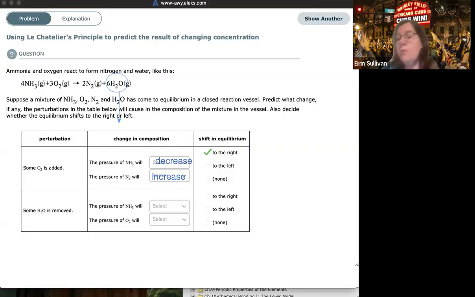How are we going to do that? Well, the equilibrium again is going to shift to the right, the same direction it did for increasing the concentration of one of our reactants. We're going to shift to the right because what we need to do is replace that lost product. We've got to make more product. So more of our ammonia and oxygen are going to combine to make nitrogen and water to redress the balance of the water having been removed. So again, we're going to see the same trend, that the pressure of ammonia will decrease and the pressure of oxygen will increase.